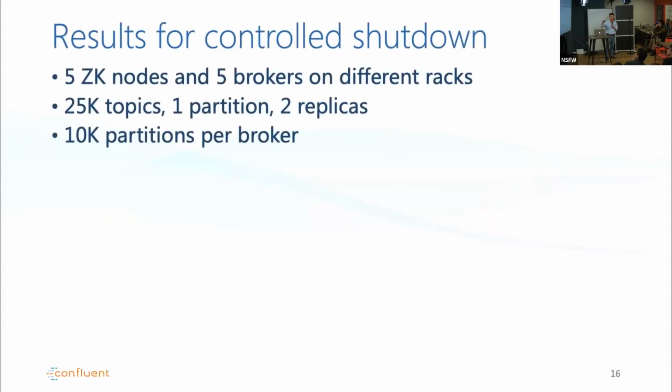So we did some performance testing just to see how big of an impact we have with those changes. These are some setup numbers. We have a 5-node Zookeeper, 5-node broker, roughly tens of thousands of partitions, and for each broker we have about 10K partitions or replicas.